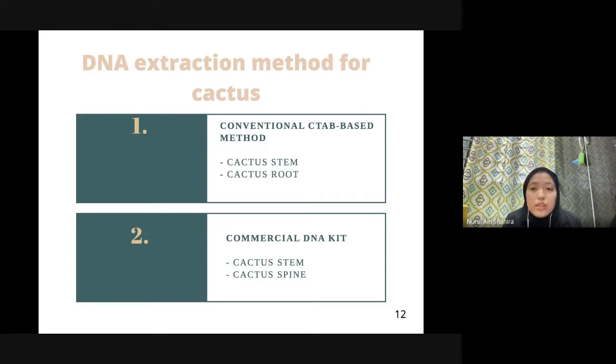If using the conventional CTAB-based method, it could be a longer process. So to shorten the process, we can use the commercial DNA kit.